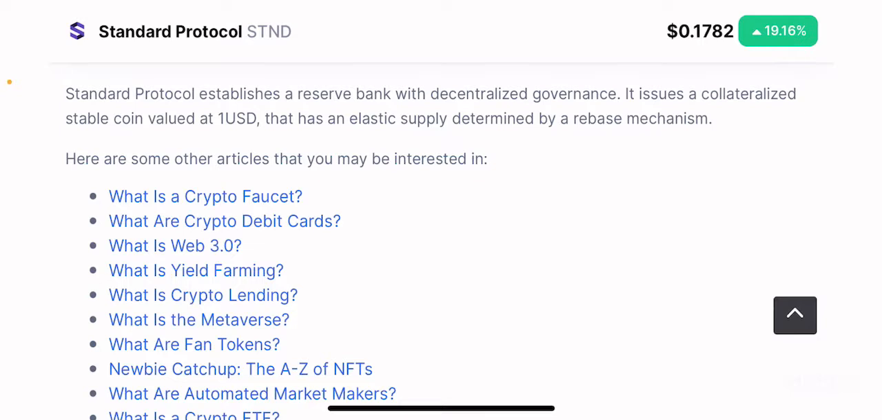So it issues a collateralized stablecoin valued at 1 USD that has an elastic supply determined by a rebase mechanism. Similar to many projects that use a rebasing mechanism to create a reserve stablecoin, this project is also trying to do the exact same thing by creating a stablecoin valued at 1 USD, and the elasticity of this token is maintained via the rebasing mechanism, right? So that's the quick overview of what this project does.